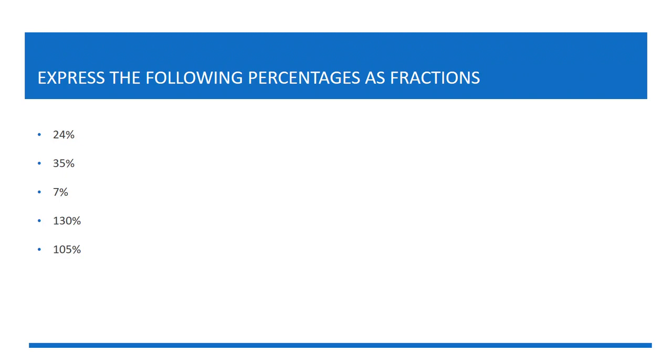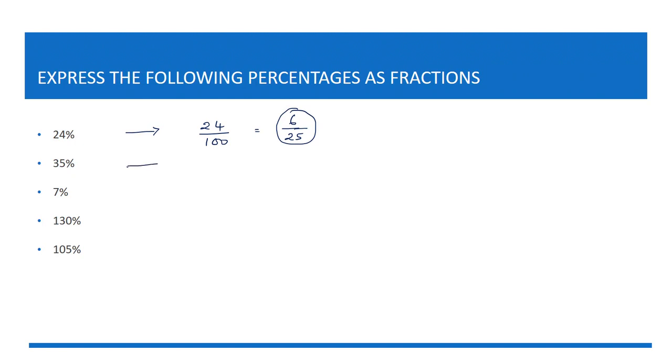Express the following percentages as fractions. Now we want to convert 24% into a fraction. What you need to do? Just write 24 divided by 100, correct? Now simplify it. This can be simplified by using 4, right? 4 6s are 24, 4 25s are 100. Further division is not possible, so this is the answer: 6 by 25 for 24%.